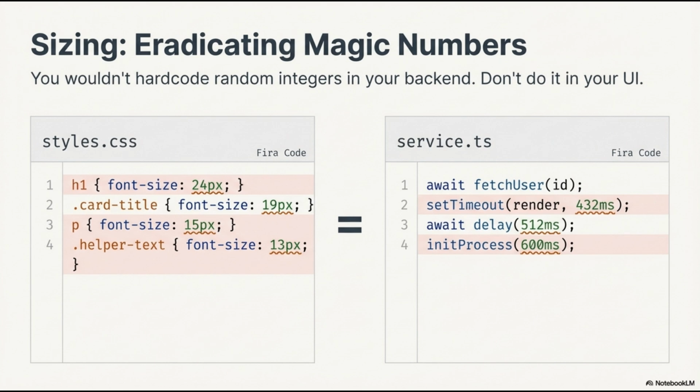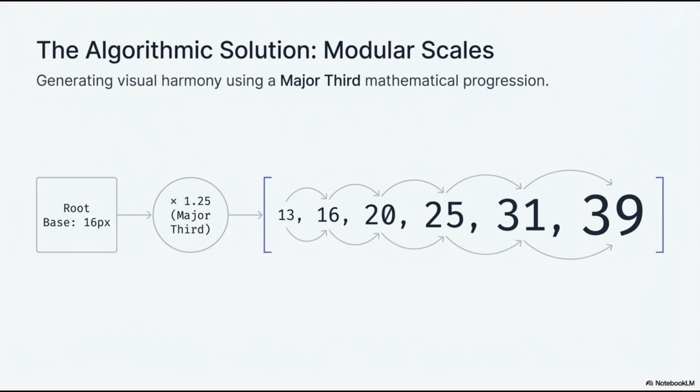A modular scale functions exactly like a musical scale. Okay, how so? In a piano octave, the frequencies of the notes aren't random, right? They follow a specific mathematical progression that makes them inherently harmonious when played in sequence. A type scale applies that exact same harmonic math to visual proportions. Let's walk through the specific math on this because it is an incredibly elegant engineering solution.